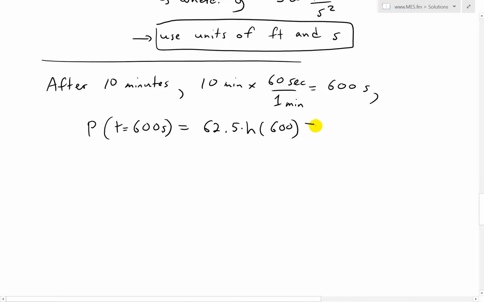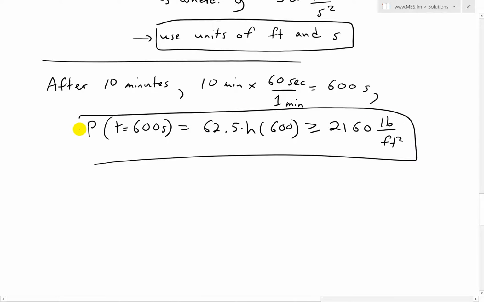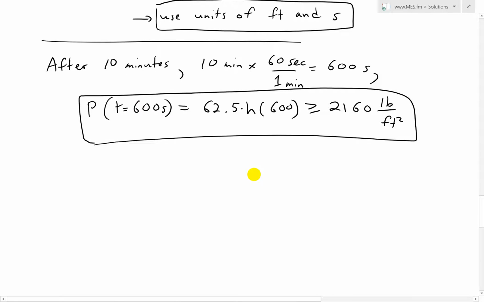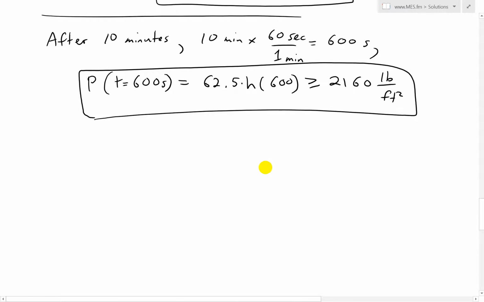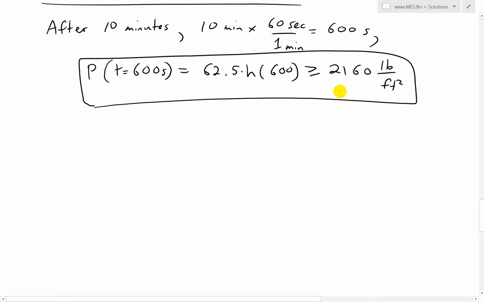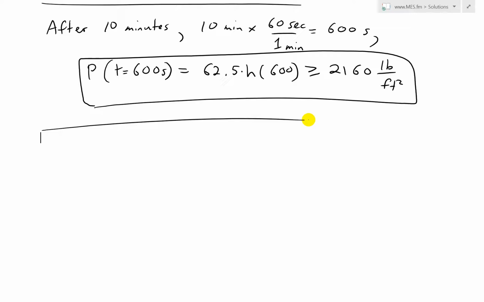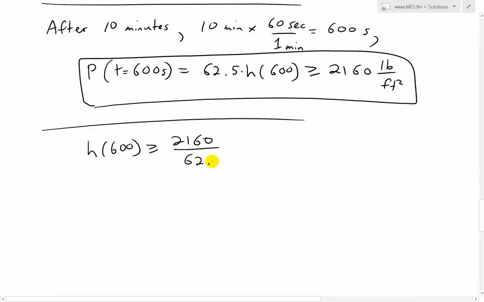Now this is what it equals, but we need to ensure that it's greater than or equal to 2160 pounds per foot squared. So this is our requirement right here: that the pressure after 10 minutes or 600 seconds is greater than 2160 pounds per foot squared, and again, that's assuming it's at the outlet or at the bottom of the tank. So if we rearrange this and solve for H, we get H of 600 is greater than or equal to 2160 divided by 62.5.